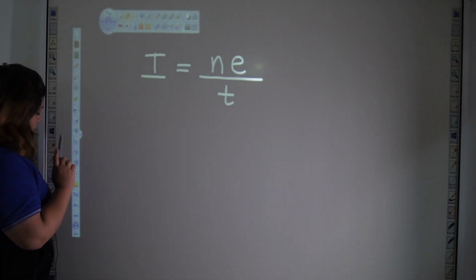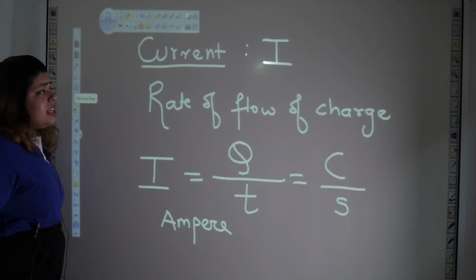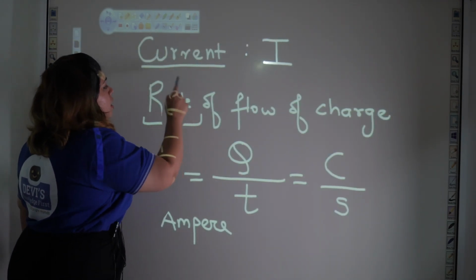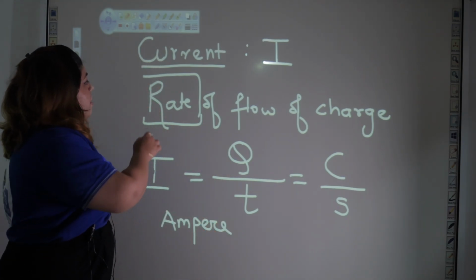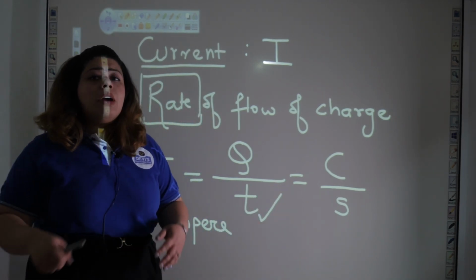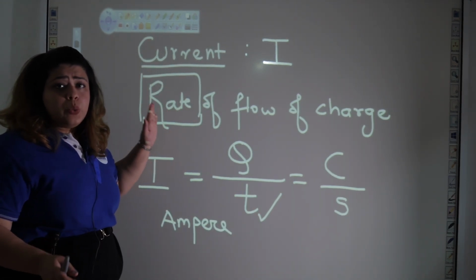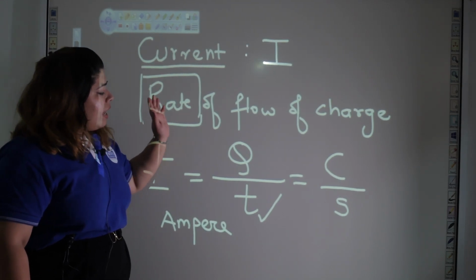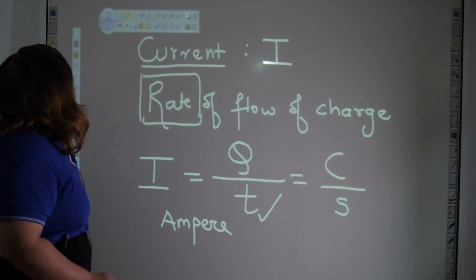One more very important thing that you should remember is whenever in physics there is a word that is rate or flow of something, always remember you will have to divide it by time. There are multiple quantities in physics that have definitions starting with rate. Look at the rate and remember in the denominator of your formula you should always have time.